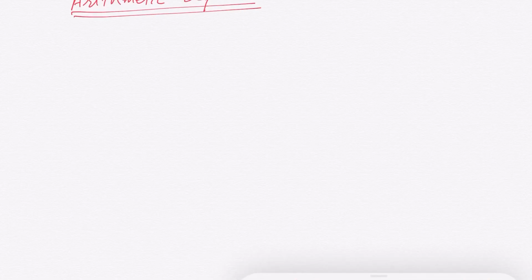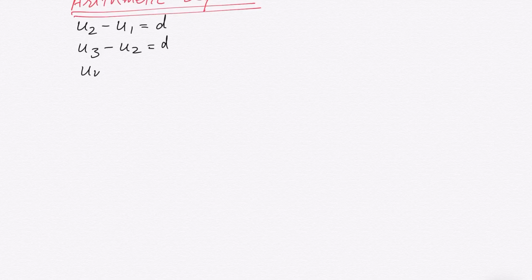So today I will explain the basic concepts of arithmetic sequence. I'm sure you know what an arithmetic sequence is. An arithmetic sequence is a sequence in which the next term minus the previous term differ by a constant number. So suppose I say u2 minus u1 is d, which is a constant value, and u3 minus u2 is also d, and u4 minus u3 is also d, then such a sequence represents an arithmetic sequence.